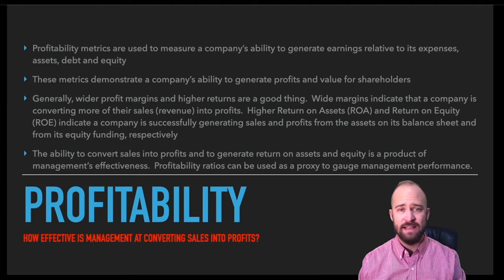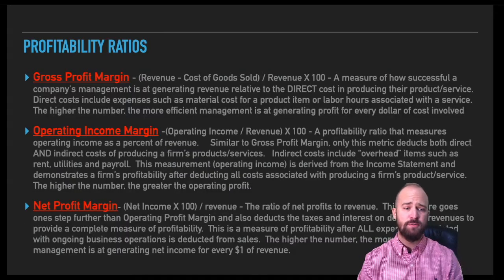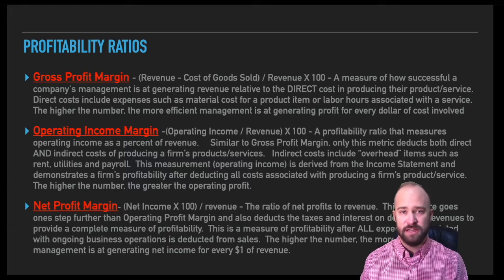So now that we have a better idea of what profitability is, how it's measured, and why it's important to us as investors, let's jump in and talk about the specific financial ratios, how they're calculated, and how we interpret them. First up, let's talk about the gross profit, operating income, and net profit margins. Now, these ratios are actually really easy to understand as long as you have a good understanding of what gross profit is, what operating income is, and what net profit is.